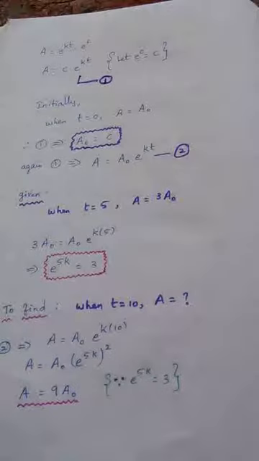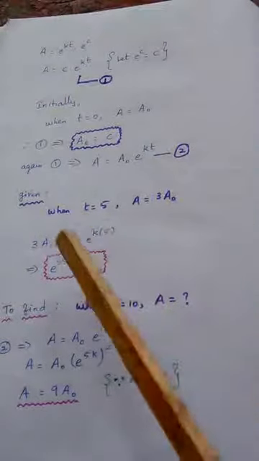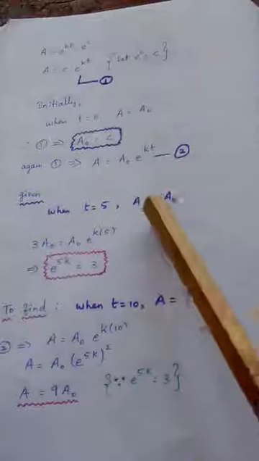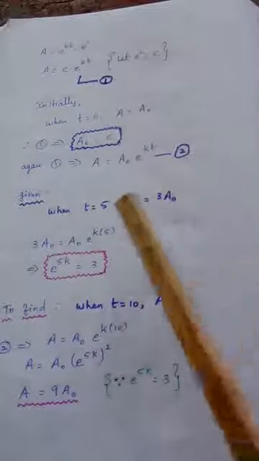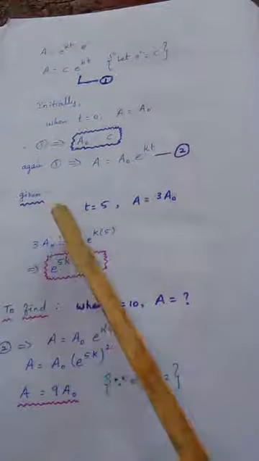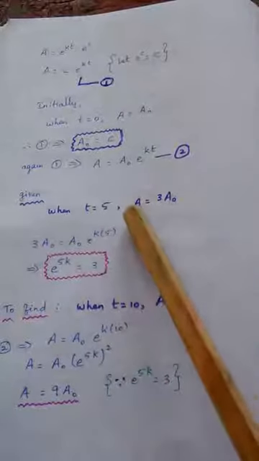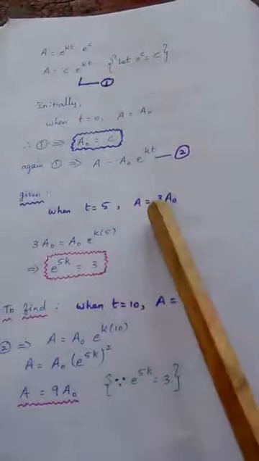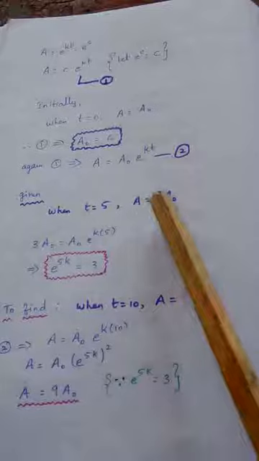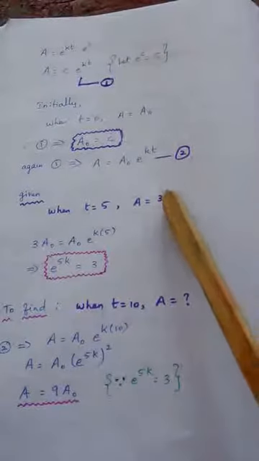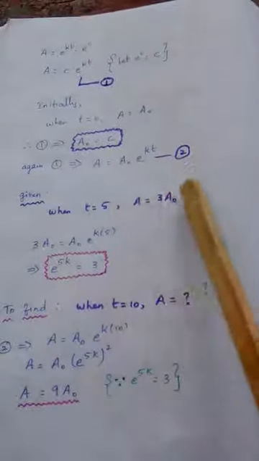It is given in the question that after 5 hours, the number of bacteria is tripled, it becomes 3 times. So, we are using that condition: when t is equal to 5, that is after 5 hours, the number of bacteria is nothing but 3 times the initial bacteria, 3 times A naught, where A naught is the initial number of bacteria. So, this is given in the question.